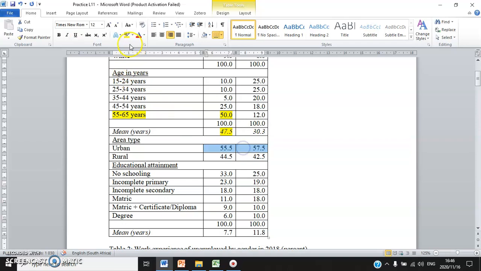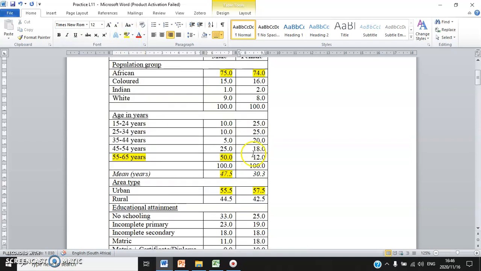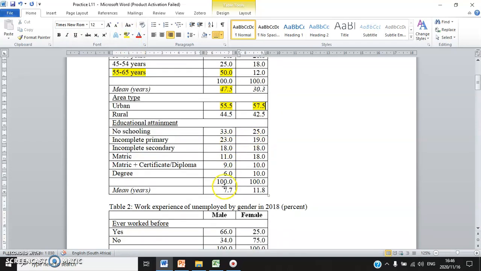Area type, you can say the urban share is dominant, about 50% for both genders. Education, I think you can highlight that females are more educated on average.